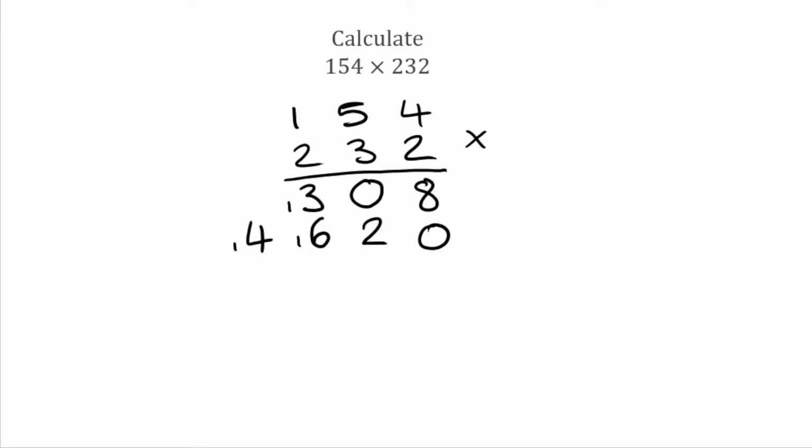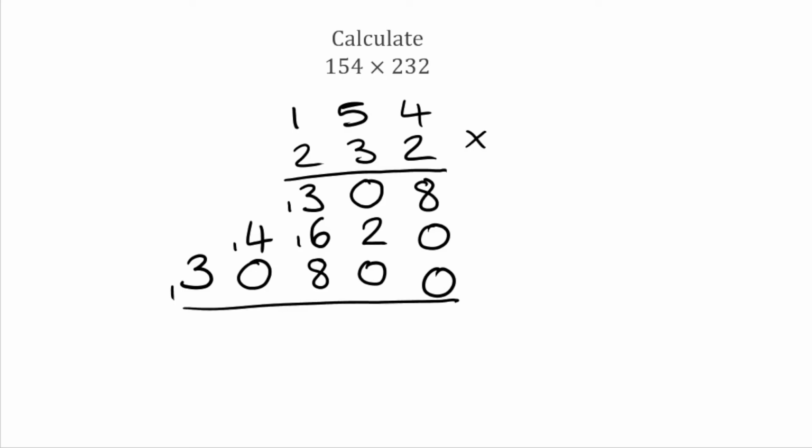And then finally, we're moving over to the left-hand column. We've got this 2. So now I need 2 placeholders this time. So a 0 here and a 0 here. So now I do 2 multiplied by 4, which is 8. 2 multiplied by 5, which is 10. So 0, then carry over the 1. And then we have 2 multiplied by 1, which is 2. Then we have to add on that 1, which gives us 3.